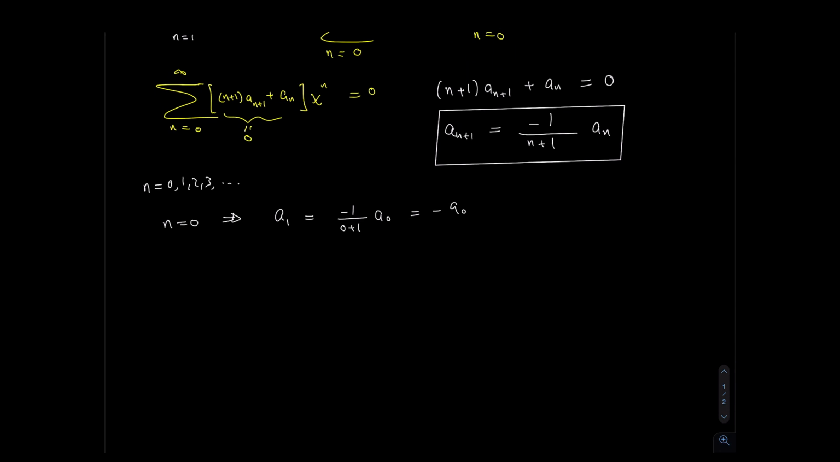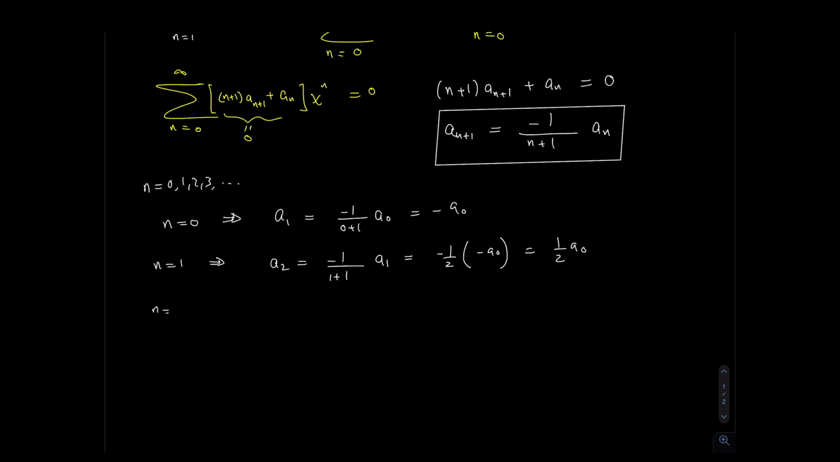So I continue, I'm going to let n equal 1. So this becomes a2 is equal to minus 1 over 1 plus 1 a1. So this becomes minus 1/2, right? Now what's a1? a1 is minus a0. So this becomes 1/2 a0. And you notice again, it's being written in terms of a0.